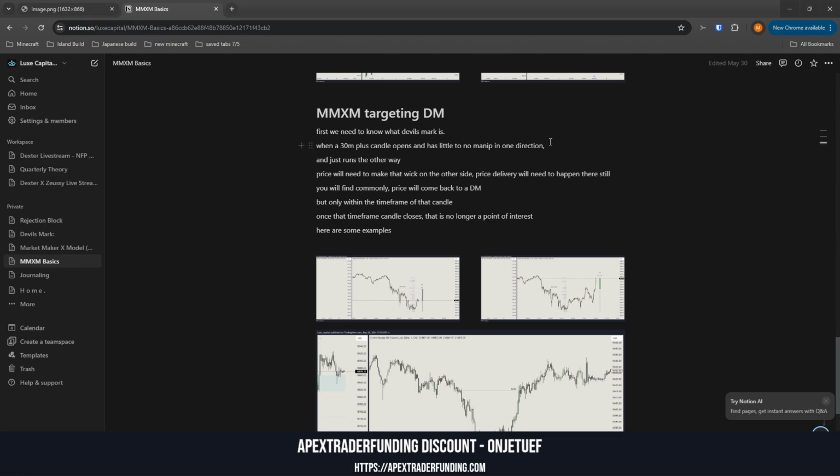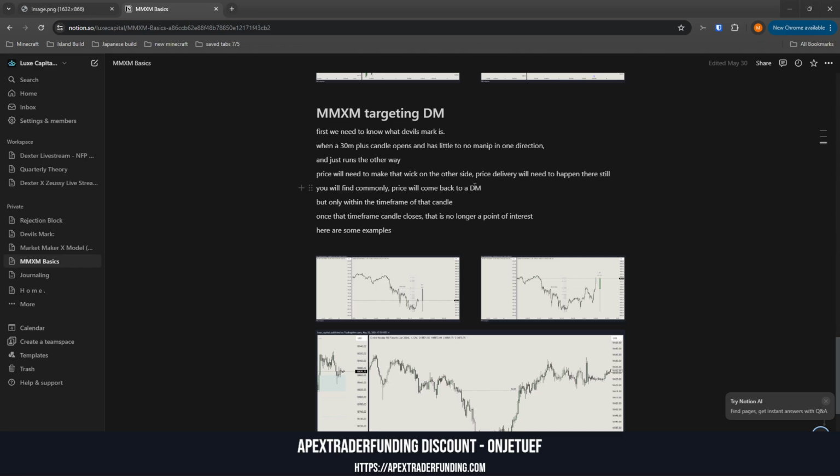Anyways, when there's little to no manipulation, or trading in one direction, as soon as a candle opens, it just takes off. It doesn't leave an upper or a lower wick. It just takes off in one direction. And I'll show you what that looks like. Price just runs away. Price will need to make the wick on that other side of the candle. Price delivery will still need to happen there. So you'll commonly find that price will come back to that candle open and go a little further to get rid of that Devil's Mark.